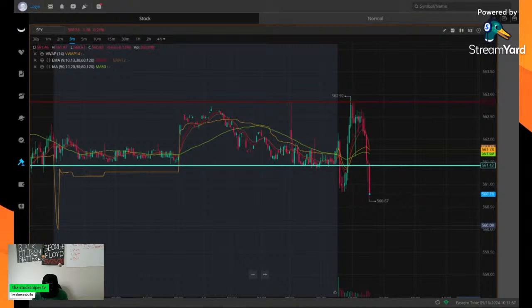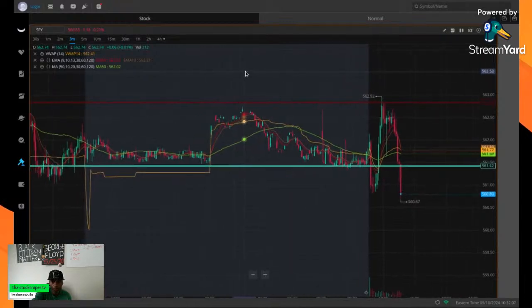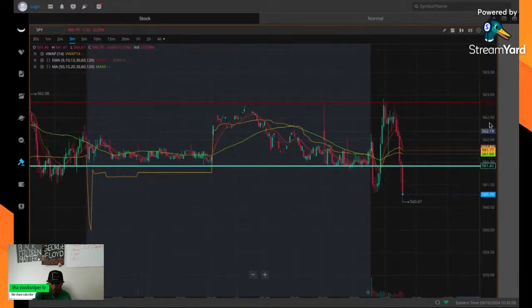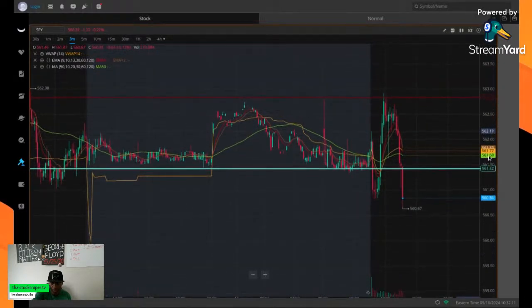I'm gonna buy 2 contracts. I'm already loaded. I'm gonna buy 2 put contracts, meaning that puts are down when the market goes down. Calls is when the market goes up.